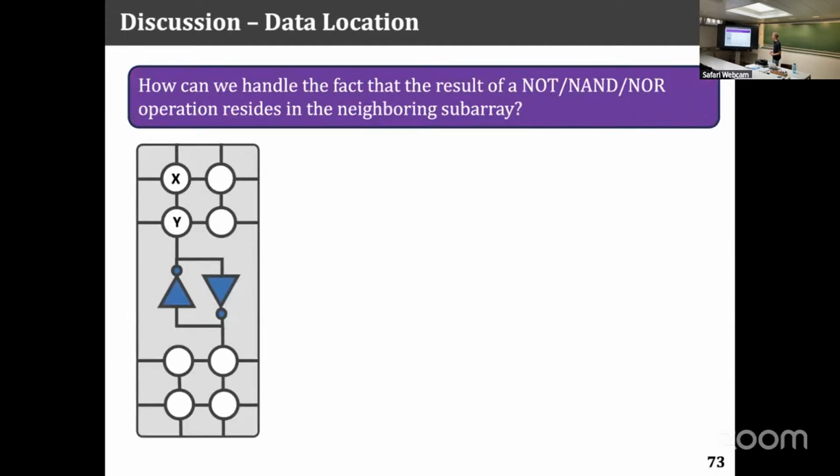So this was my strengths and weaknesses part. So now we can get to the fun part, which is the discussion.